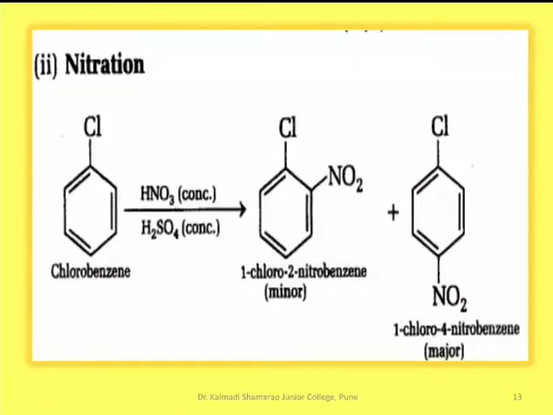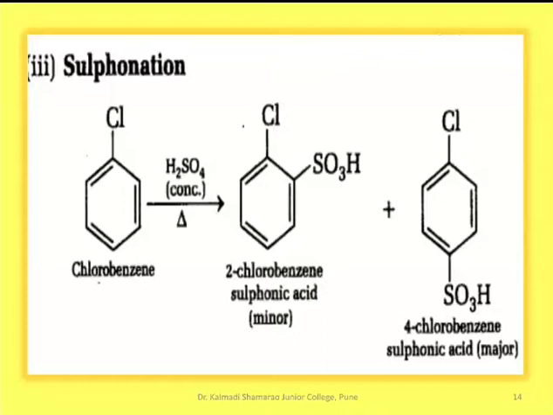When chlorobenzene is heated with concentrated HNO3 in presence of concentrated H2SO4, it gives 1-chloro-2-nitrobenzene as minor product and 1-chloro-4-nitrobenzene as major product. In sulfonation, the reaction is carried out by heating haloarenes with fuming H2SO4. For example, chlorobenzene heated with concentrated H2SO4 gives 2-chlorobenzene sulfonic acid as minor product and 4-chlorobenzene sulfonic acid as major product.